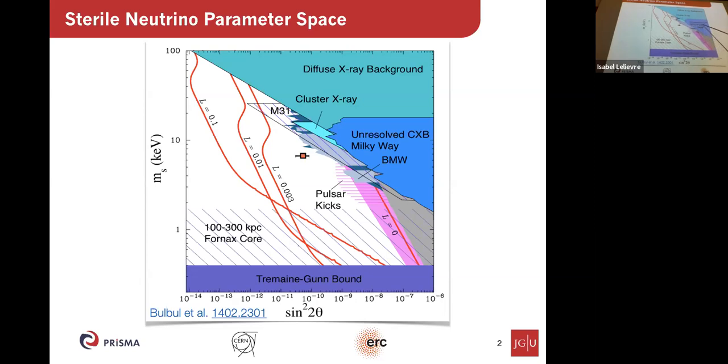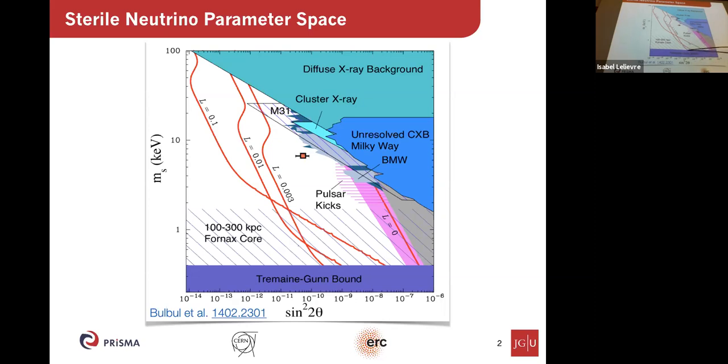Similarly here, unresolved CXB, I think it's also cosmic X-ray background. Milky Way: this would be the X-ray emission from the Milky Way. M31, that's the Andromeda galaxy. It's a galaxy, so it has lots of dark matter in it. So we could perhaps hope to see an X-ray signal from there if there was sterile neutrino dark matter, but we haven't.